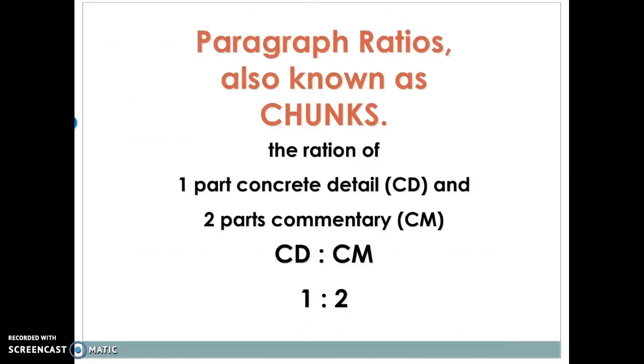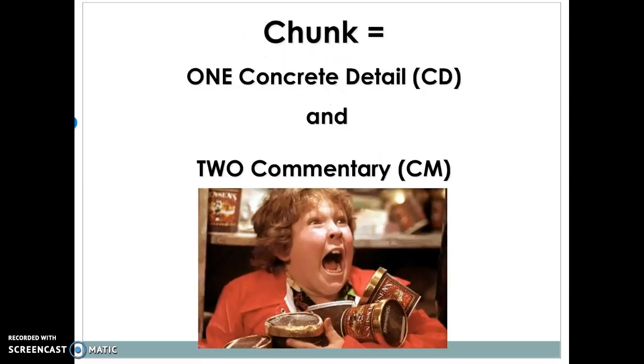Okay, so within the paragraph you have to have certain ratios. For every concrete detail in your paragraph, you have to have at least 2 sentences of commentary. This is called a chunk. So whenever I refer to a chunk, I'm talking about 1 CD, 2 sentences of commentary. You may have more than 2 sentences of commentary, but 2 sentences is the minimum that you have to create strong analysis and commentary in your writing. Again, here's a reminder, in case you forget, a chunk from the Goonies, 1 concrete detail, 2 sentences of commentary.